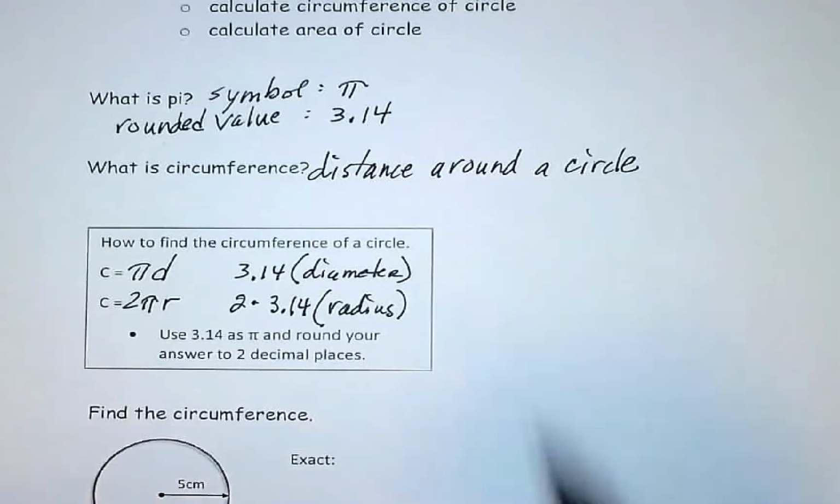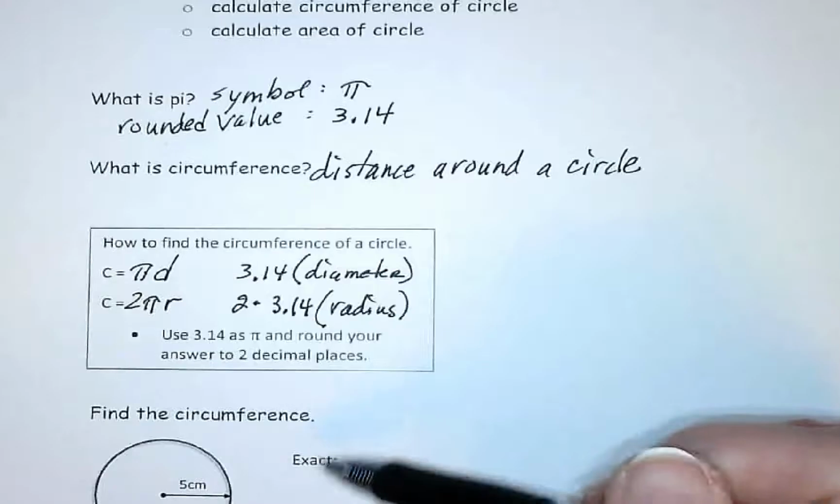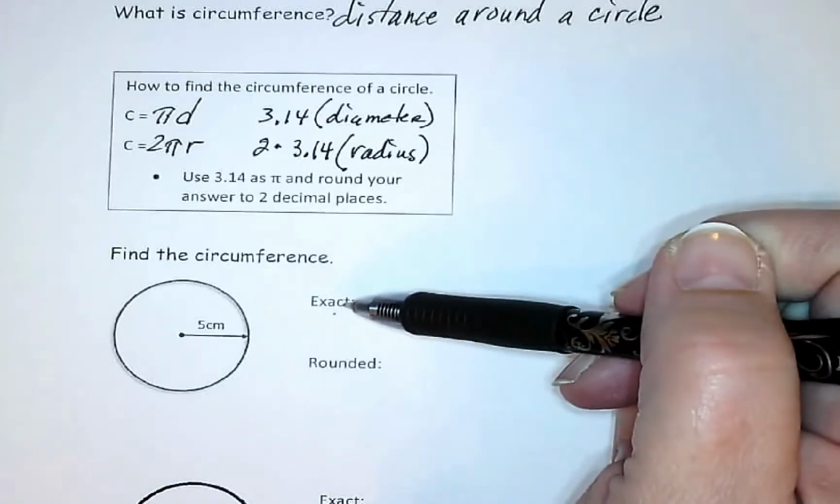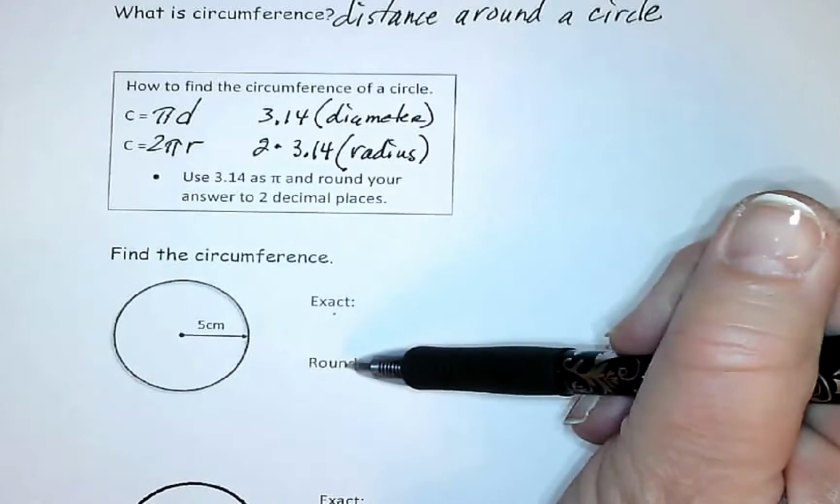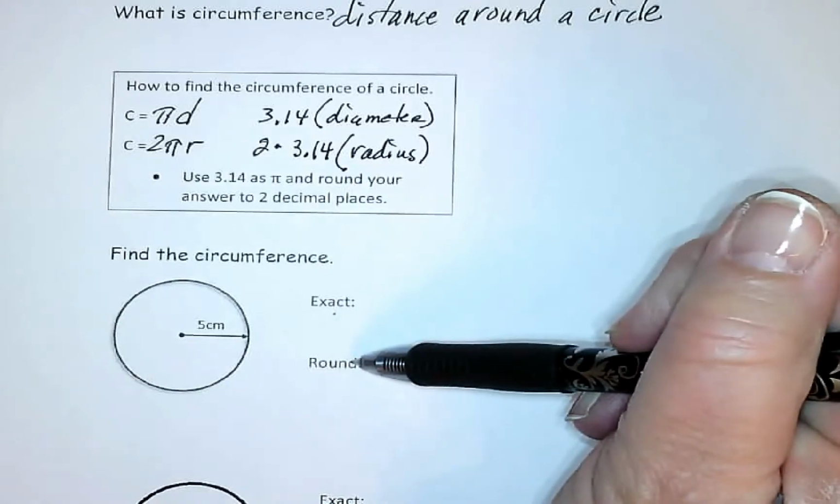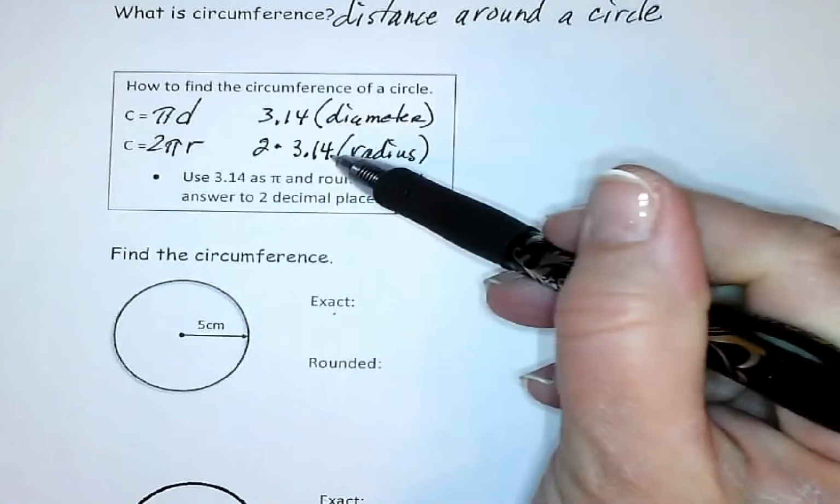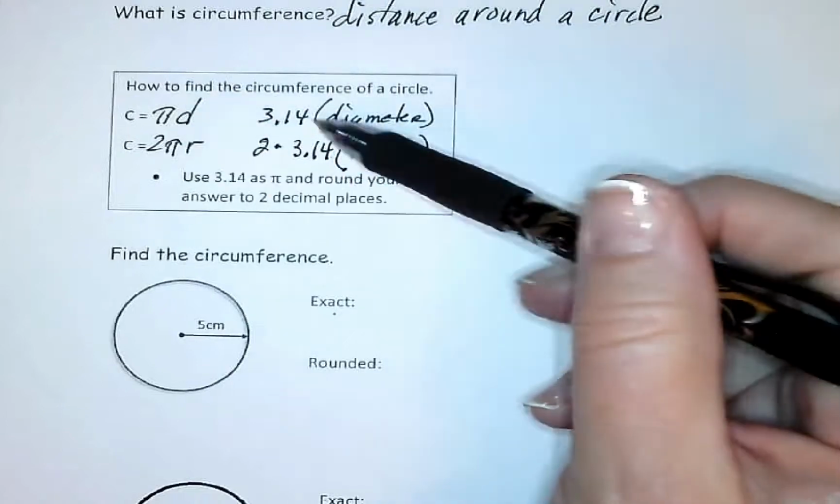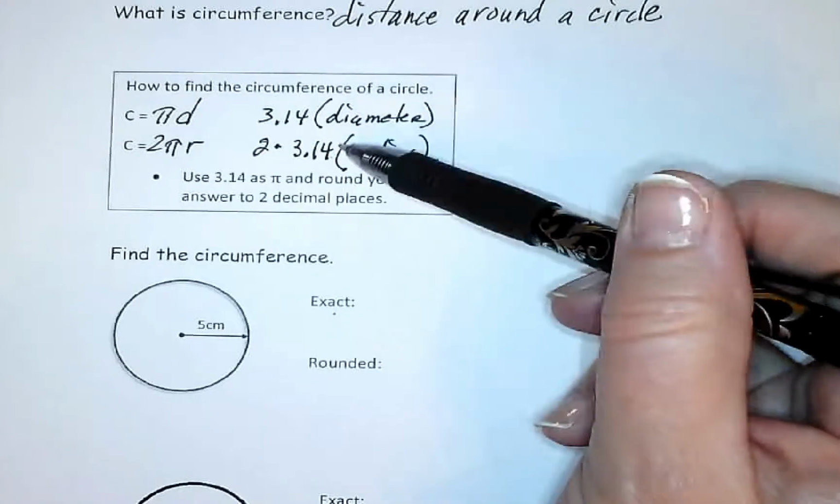When we work our formulas and we keep the pi, that's called an exact answer, because pi is not being rounded off when we keep it as pi. If we want to get a rounded answer or an estimated answer, that's when we use the 3.14. So these two would be exact, and these would be to find the rounded.